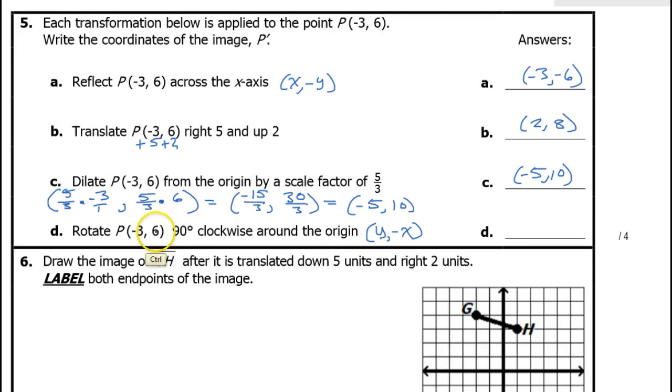So the y value is 6, that's going to go first. And then the x value is -3, and this negative sign means I need to change the sign, so that's going to become +3. That's it. So that should be the image. That's number 5.